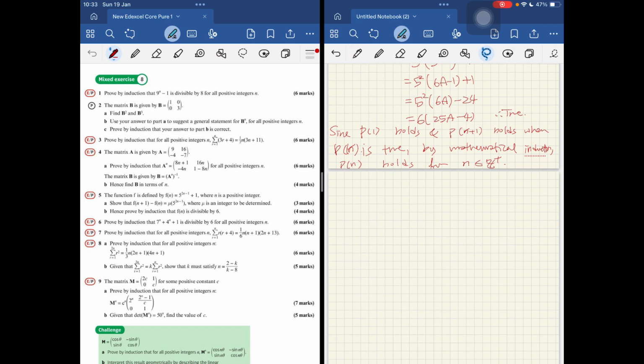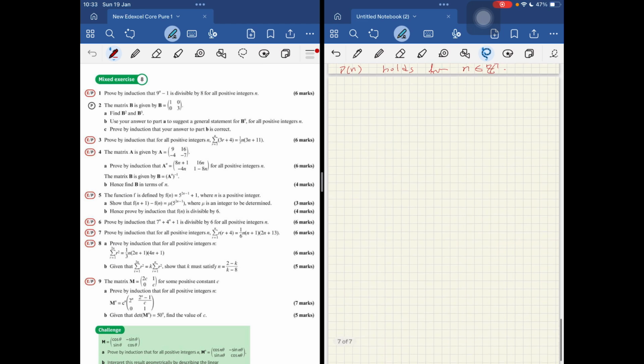So let's go to number 6. Prove by induction 7 to the power of n, 4 to the power of n plus 1 is divisible by 6. So the proposition is 7 to the power of n, 4 to the power of n plus 1 is divisible by 6. Actually, you can start like this. And n is a positive integer, a should be an integer.